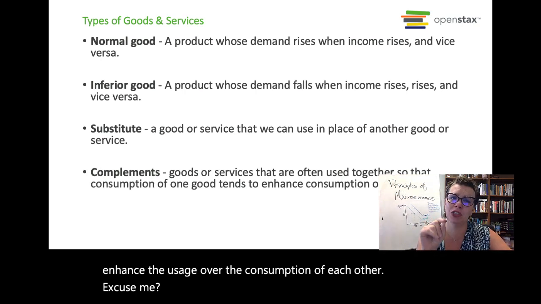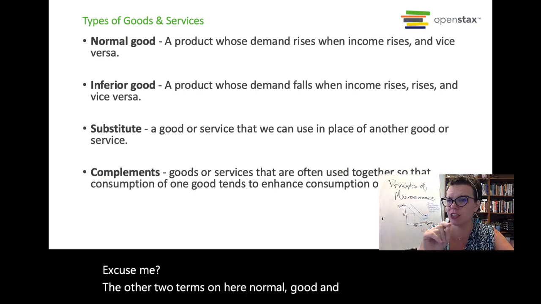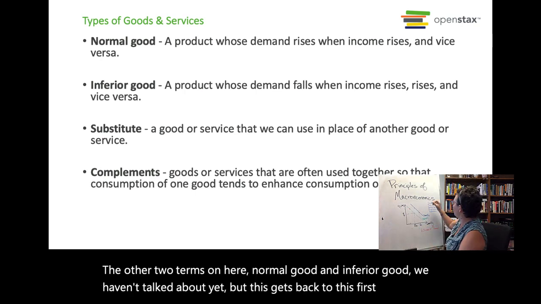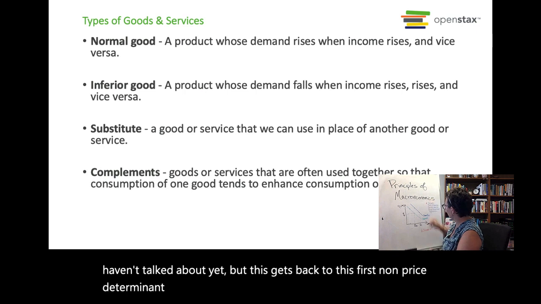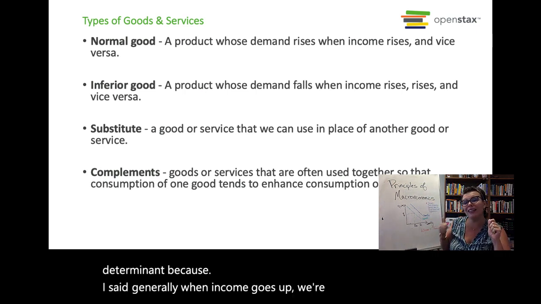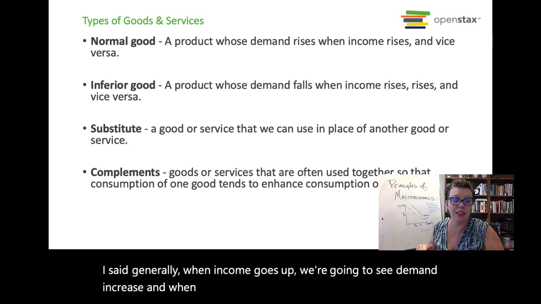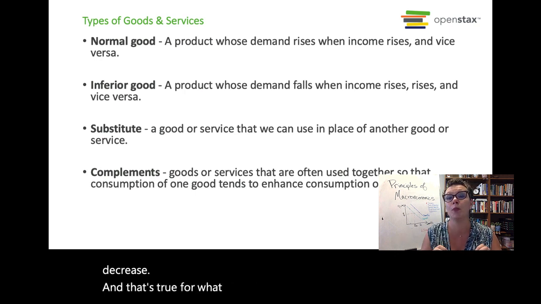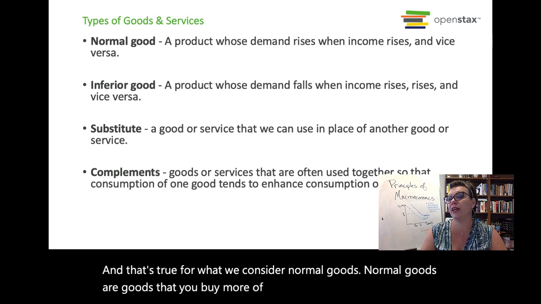The other two terms on here, normal good and inferior good, we haven't talked about yet. But this gets back to this first non-price determinant, because I said generally when income goes up, we're going to see demand increase, and when income goes down, we're going to see demand decrease. And that's true for what we consider normal goods. Normal goods are goods that you buy more of when your income goes up.